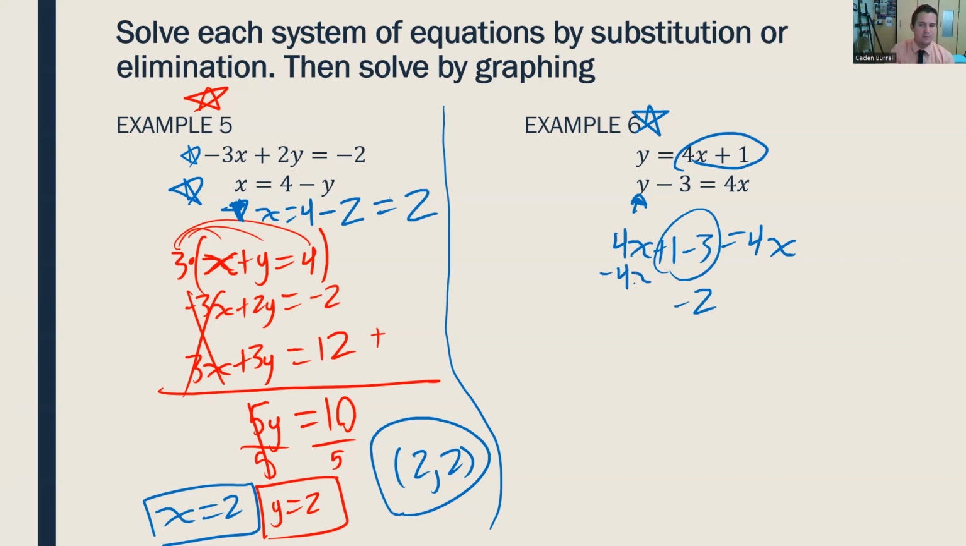Notice what starts to happen here. I'm going to subtract 4x on both sides. 4x minus 4x cancels out. And on this side, I'm left with 4x minus 4x, which is 0.